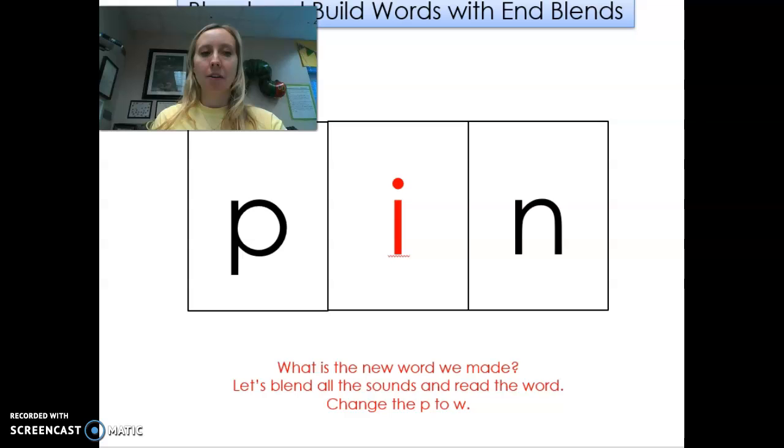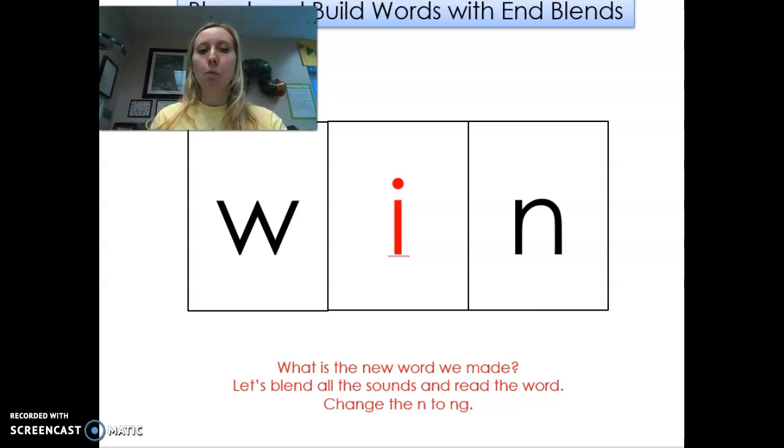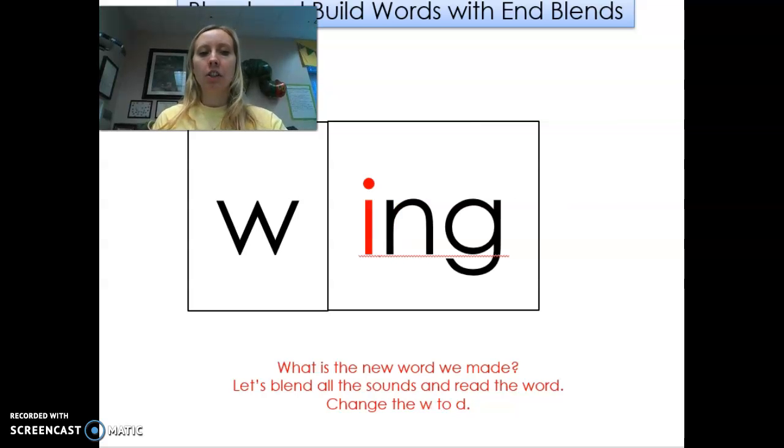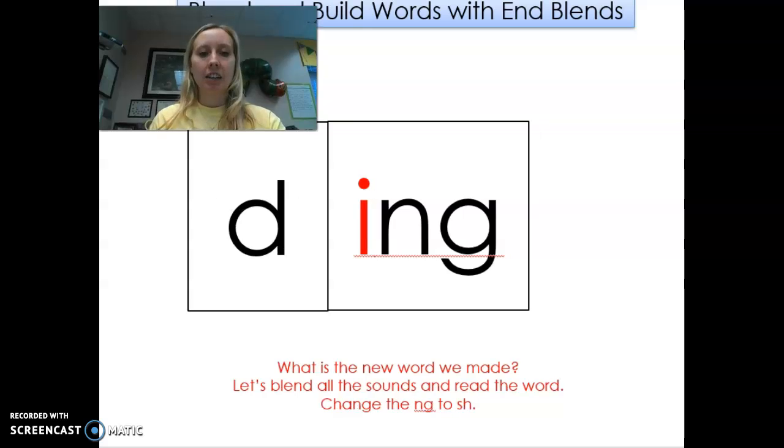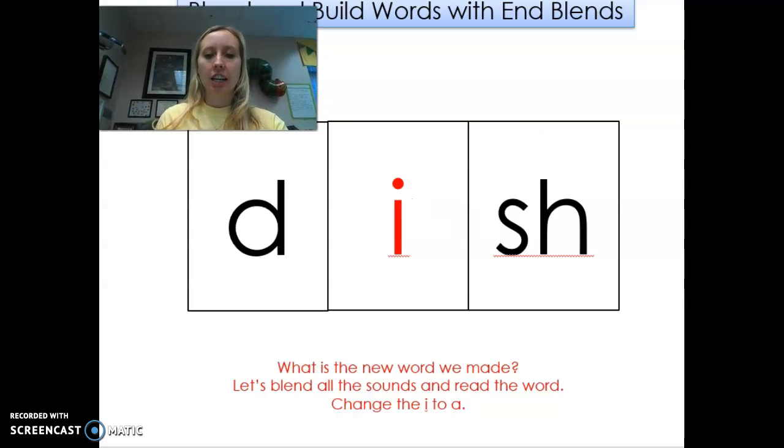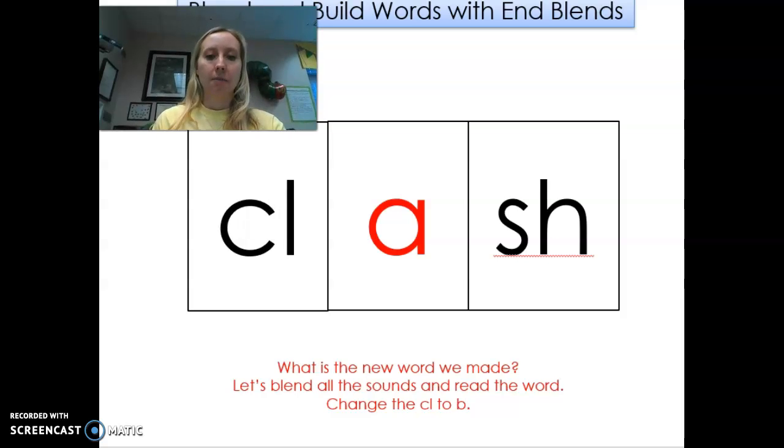Change the p to w, win. Change the n to ng, wing. Change the w to d, ding. Change the ng to sh, dish. Change the i to a, dash. Change the d to cl, clash. Change the cl to b, oh, whoops.